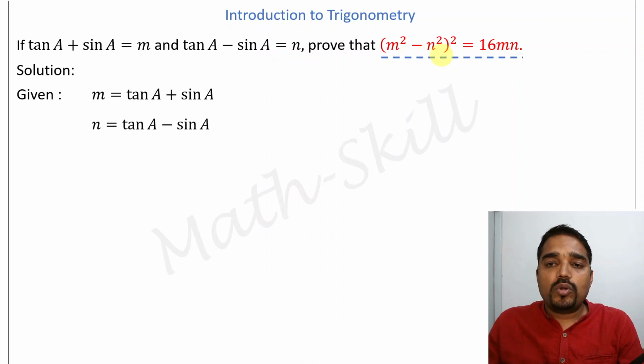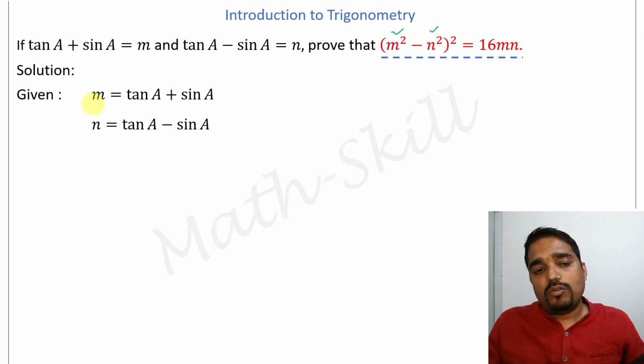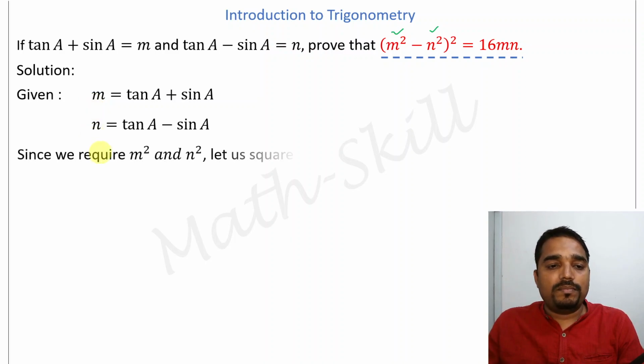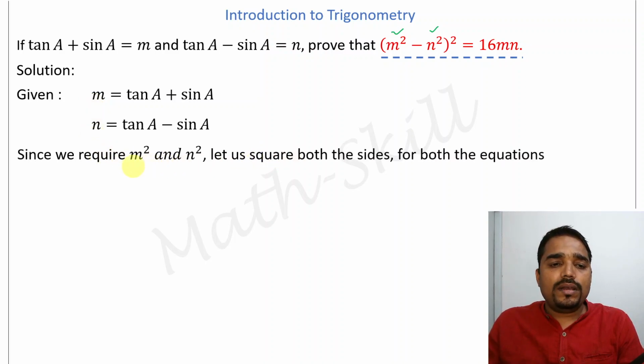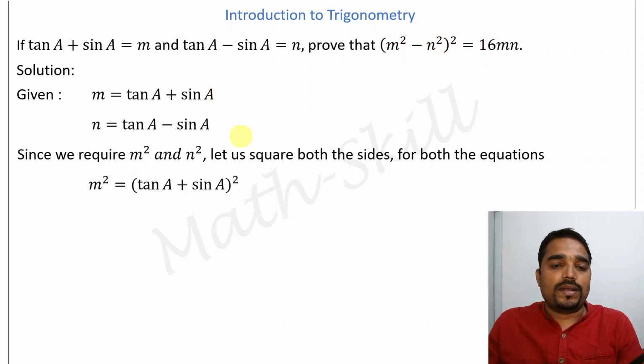In order to prove this, we will have to find out the terms m square and n square. We have m is equal to tan a plus sin a and n is equal to tan a minus sin a. So for this, let us square both the equations to find m square and n square. Squaring the first equation, we get m square is equal to (tan a plus sin a) whole square. Now this looks like (a plus b) whole square.